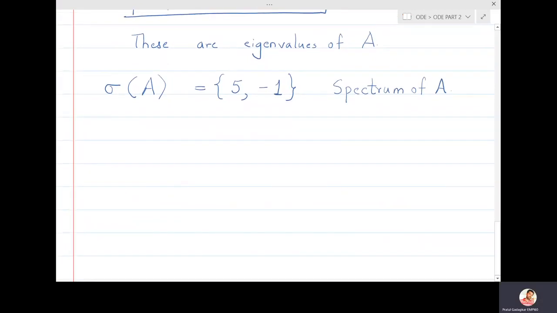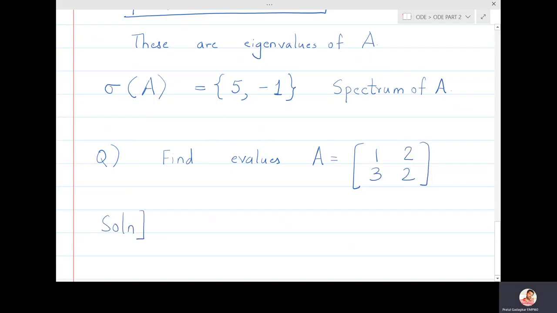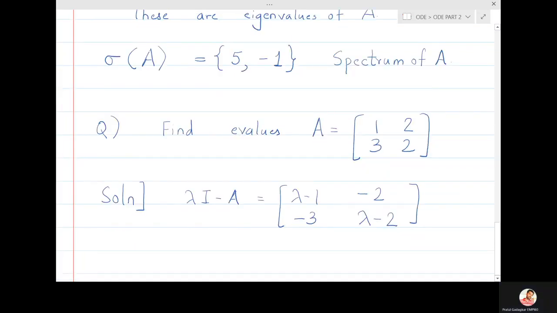Let me take one more example. Find eigenvalues of A equal to 1, 2, 3, 2. Solution: we will again calculate lambda I minus A, and then we will find the determinant. So what is lambda I minus A in this case? It is lambda minus 1, lambda minus 2. Other entries will have a negative sign: minus 2, minus 3.